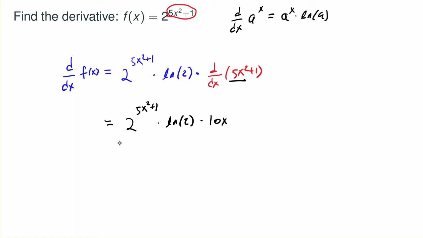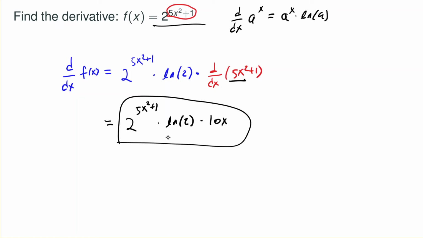So this right here is the derivative of this function. And this is as simplified as we can make it. We cannot just multiply 10 to 2 here. ln of 2 is a number. So we cannot further simplify here.